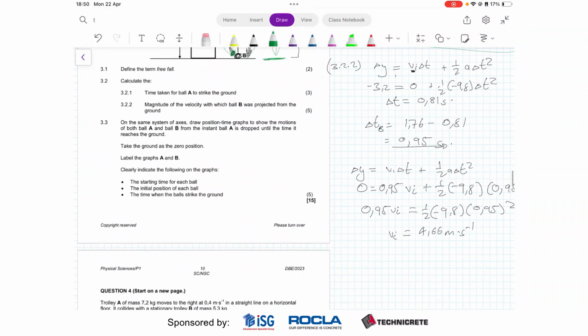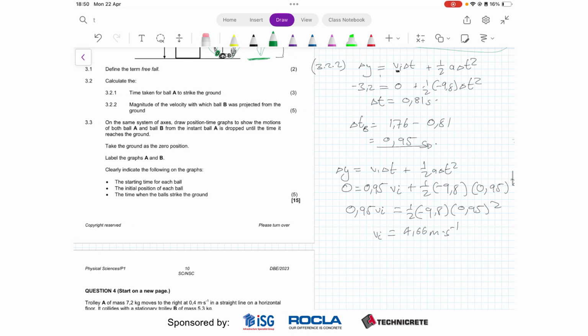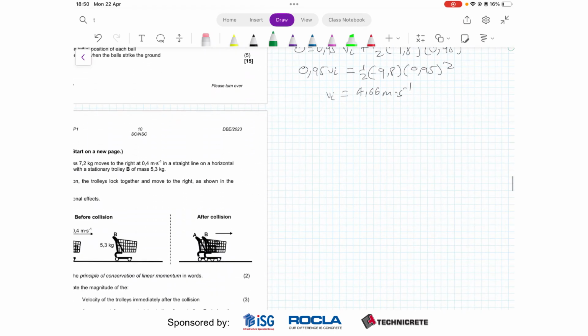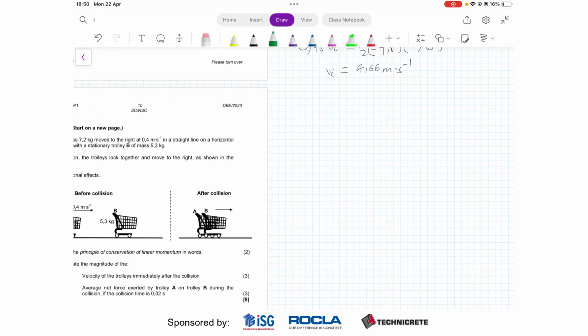On the same set of axes, draw position and time graphs to show the motions of both ball A and ball B from the instant ball A is dropped until the time it reaches the ground. Take the ground as the 0 position. Clearly indicate the starting time, the initial position, and the time when the ball strikes the ground. Okay, so let's just do the graph.